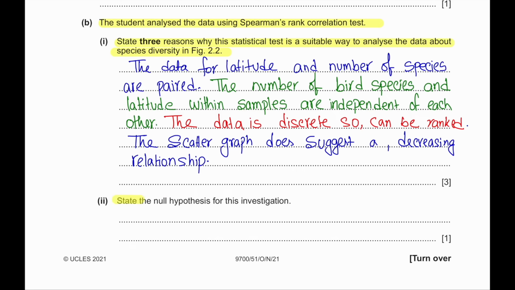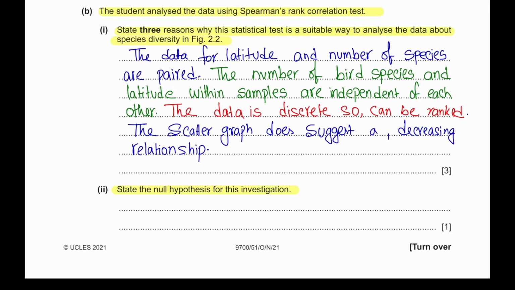State the null hypothesis for this investigation. So for this investigation, the null hypothesis will be there is no correlation between the latitude and the number of bird species.